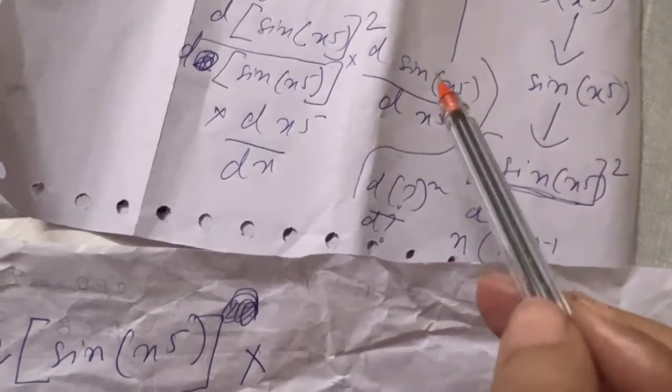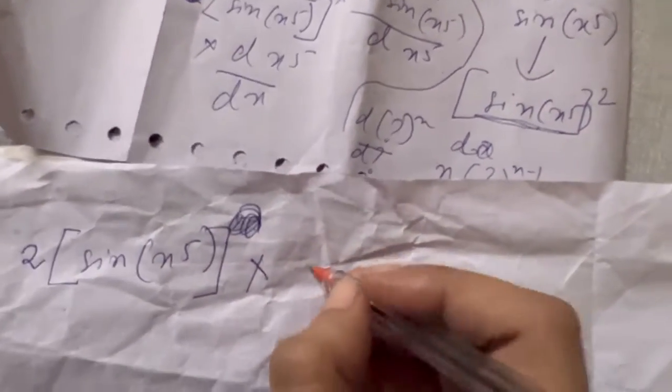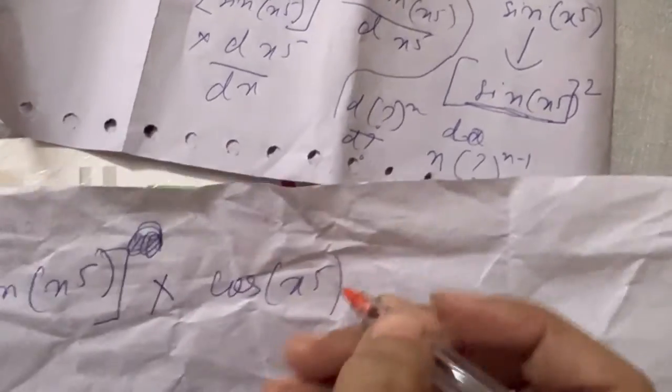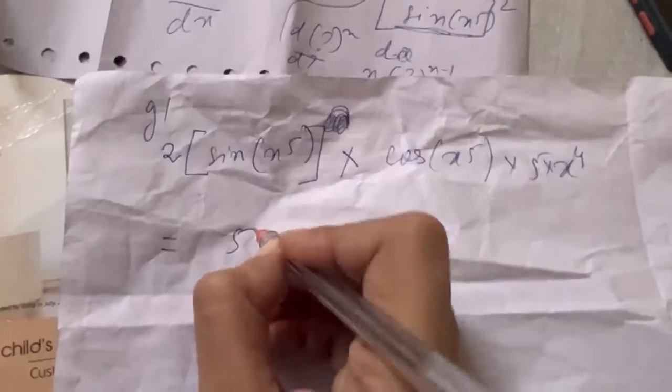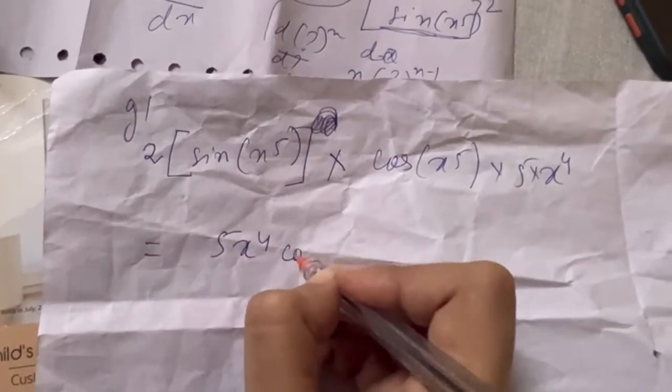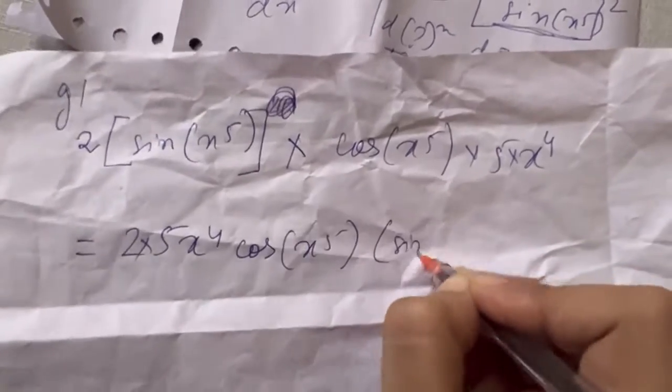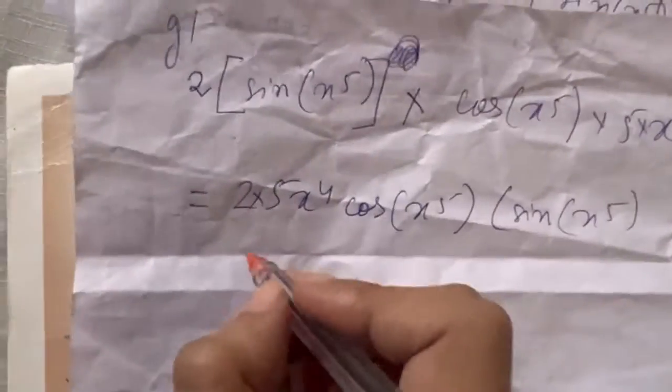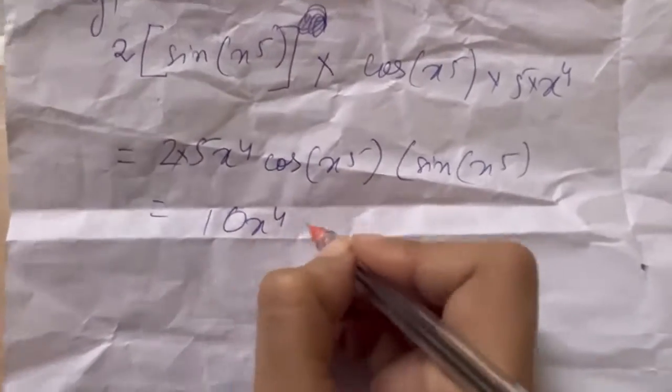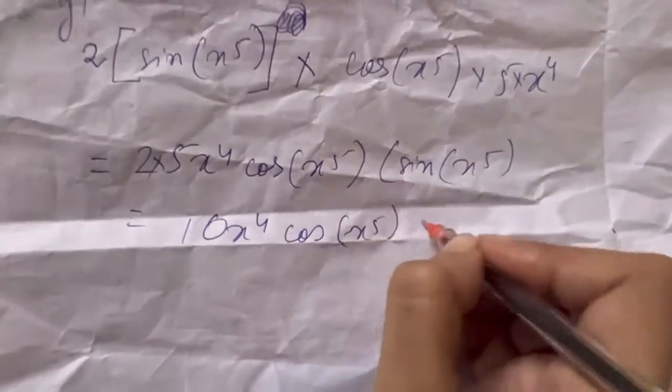Then we have, okay, derivative of sine would be cos. With respect to x to the power 5, it will be cos of x to the power 5. And again, derivative of x to the power 5 is 5 into x to the power 5 minus 1, which is 4. So we have got the value of g dash. So let's simplify this properly. Cos, there was 2, so 2 into 5. Sine, again x to the power 5, so we are getting 10 x to the power 4 cos and then sine.